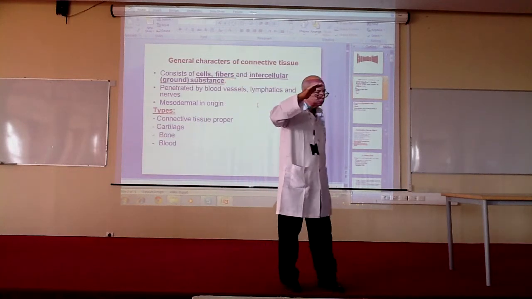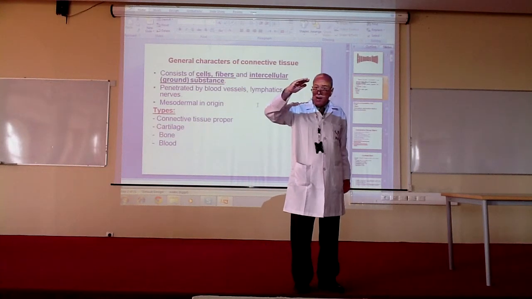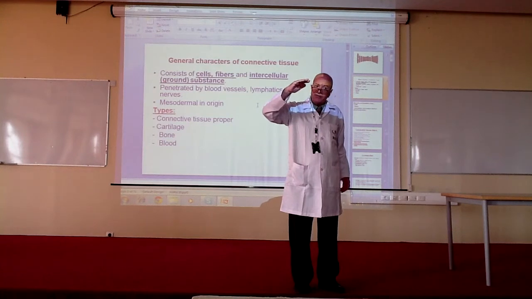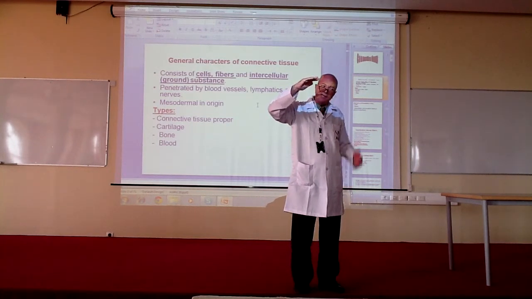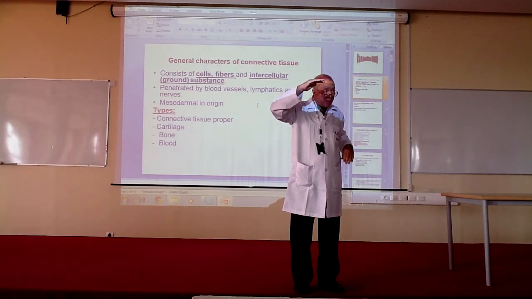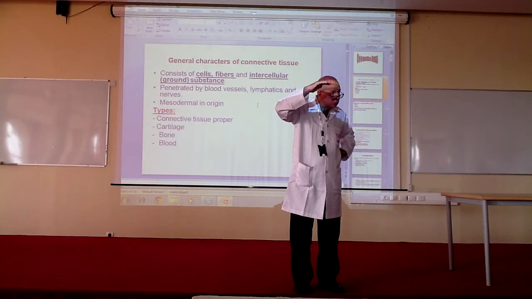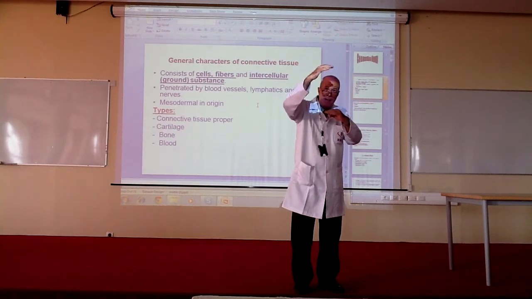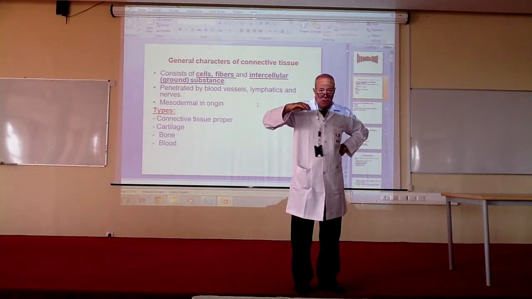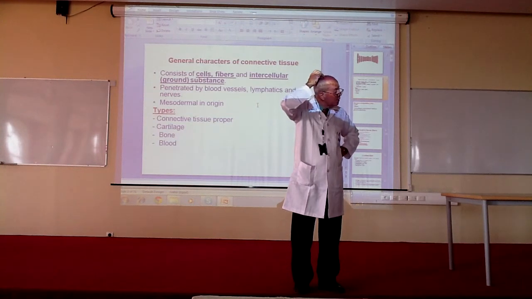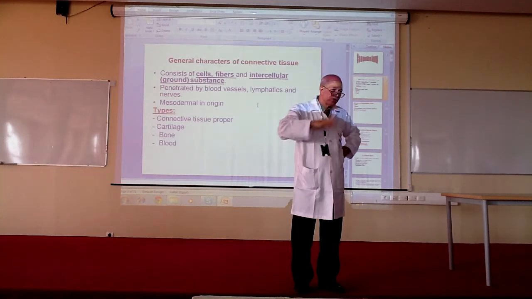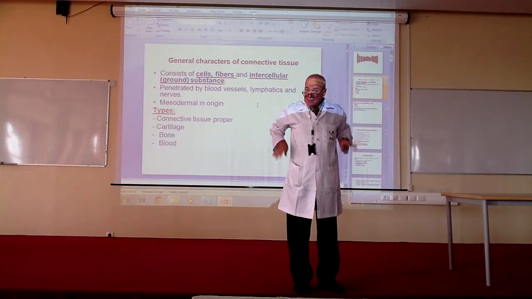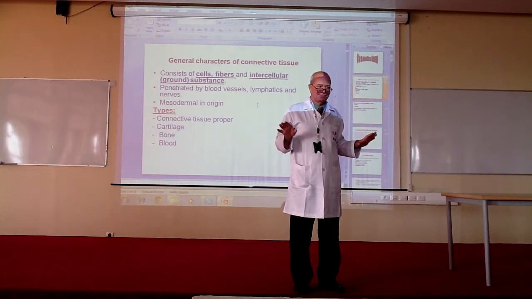What is the structure of the wall of the gastrointestinal tract? Mucosa. What is under the mucosa? Connective tissue, submucosa. The mucosa is epithelium with underlying connective tissue. Then muscle. So the connective tissue connects epithelium to muscle. What is after the muscle? Adventitia or serosa. The same thing in all organs.